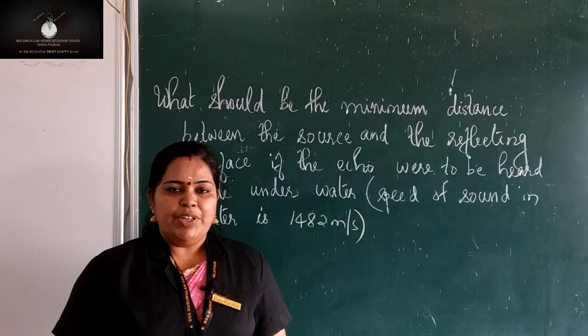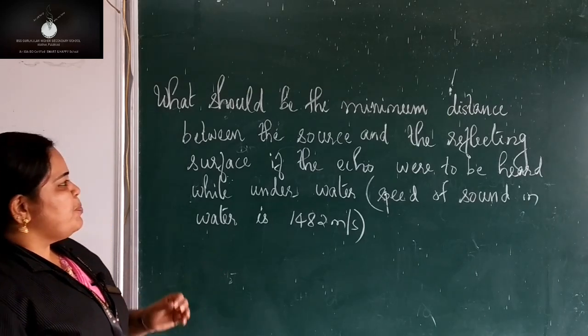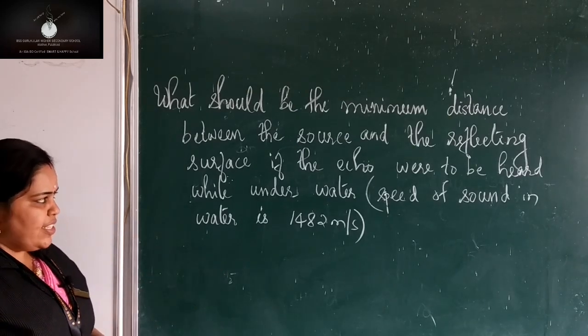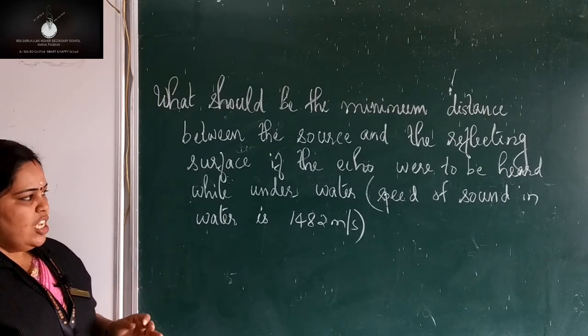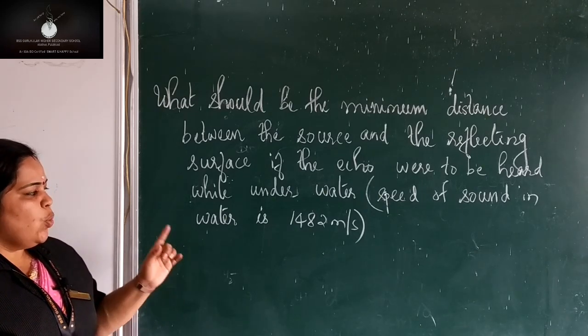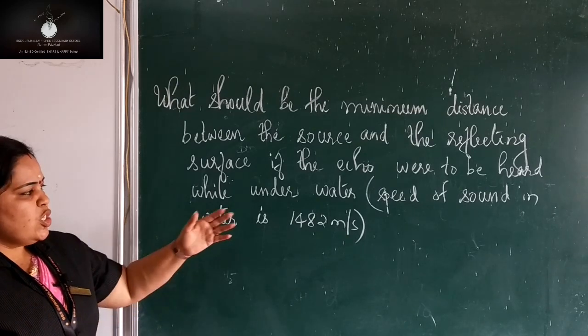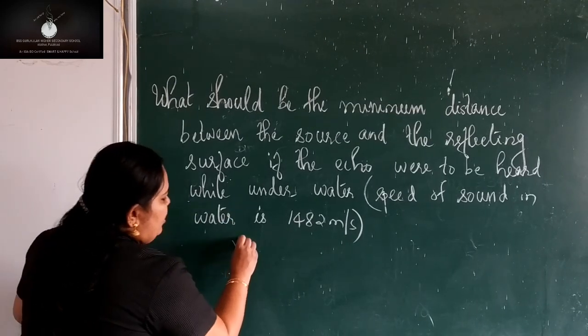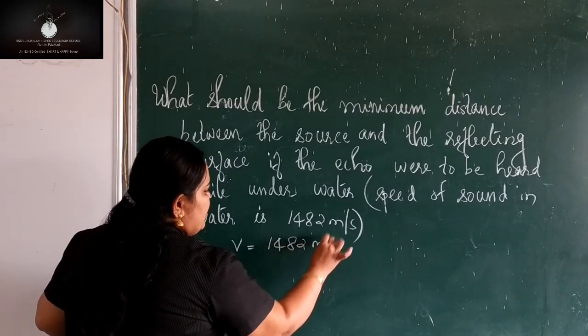Okay, so shall we do one problem? See here, what should be the minimum distance between the source and the reflecting surface if the echo were to be heard while under water? Speed of sound in water is 1482 meter per second. So speed is given, isn't it? So we can represent it as V. V is equal to 1482 meter per second.